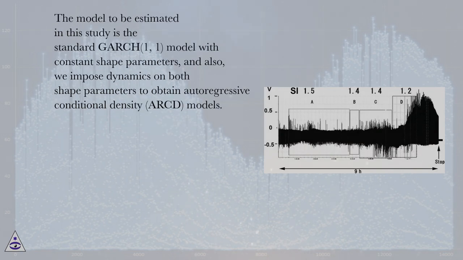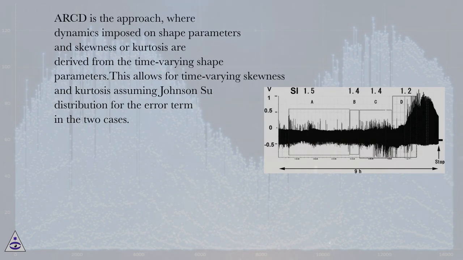The model to be estimated in this study is the standard GARCH(1,1) model with constant shape parameters, and also we impose dynamics on both shape parameters to obtain autoregressive conditional density (ARCD) models. ARCD is the approach where dynamics are imposed on shape parameters, and skewness or kurtosis are derived from the time-varying shape parameters. This allows for time-varying skewness and kurtosis assuming Johnson-SU distribution for the error term in the two cases.